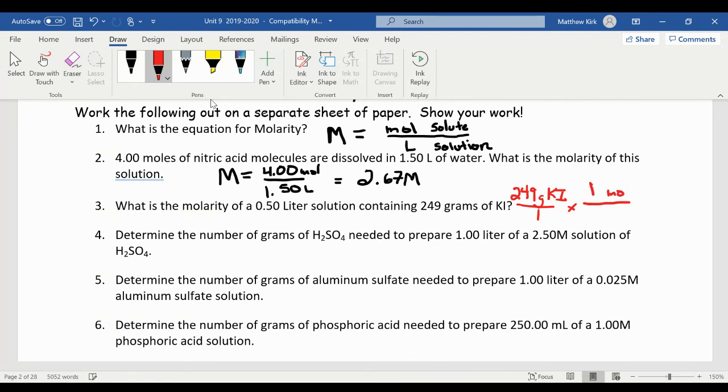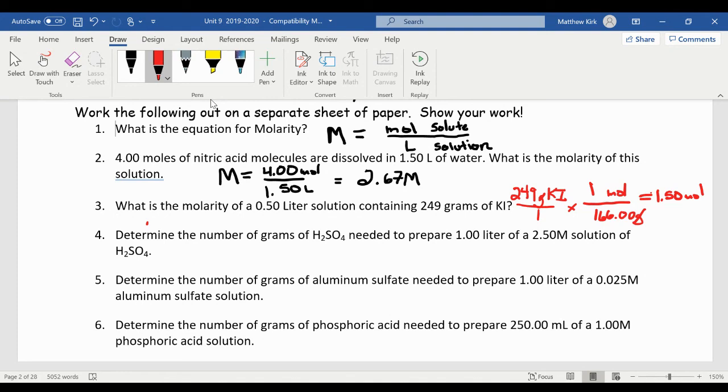So I want to go to my periodic table. Potassium's molar mass is 39.10. Iodine is 126.90. So when we add everything together, the molar mass is 166.00 grams. So 249 divided by 166, and that tells us we have 1.50 moles.